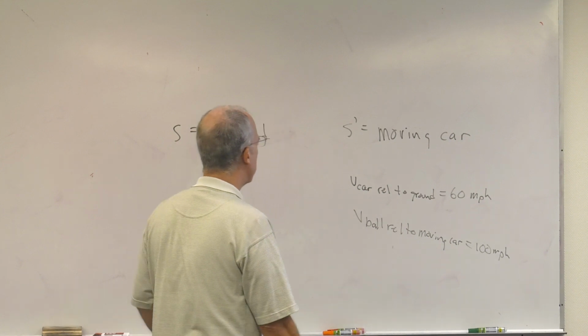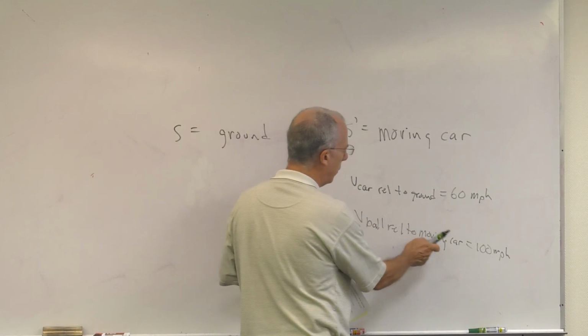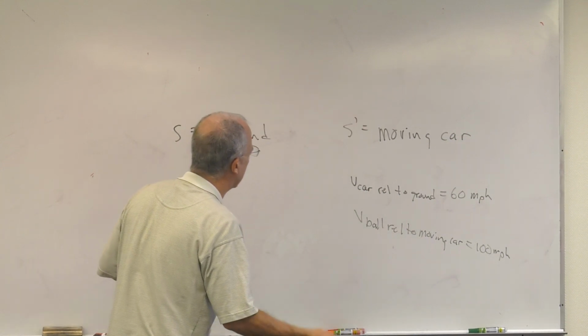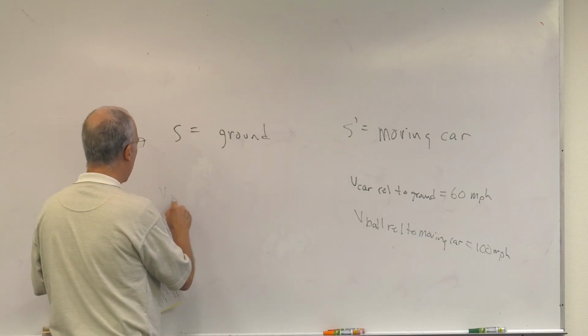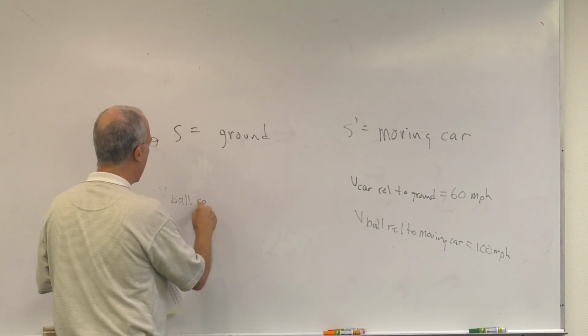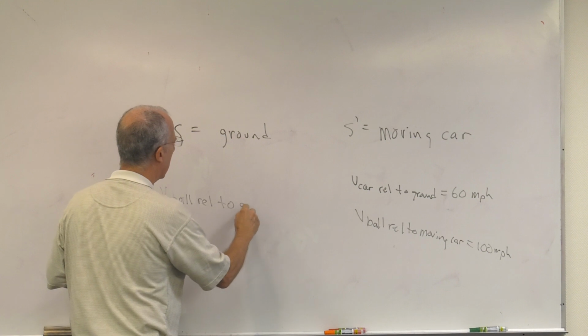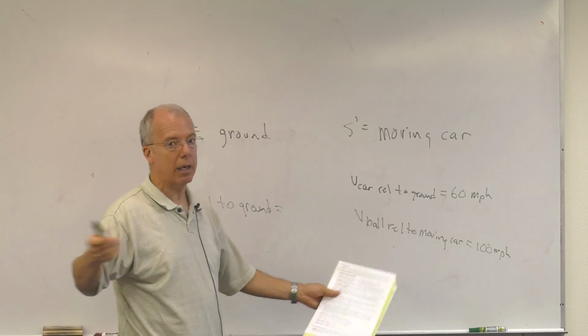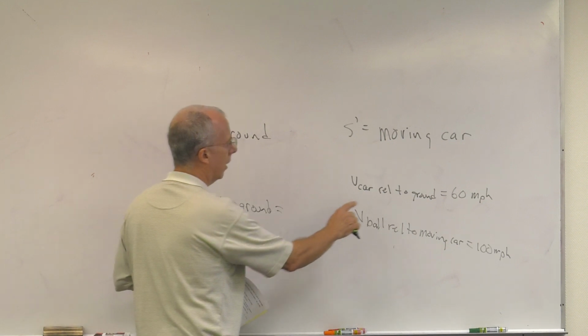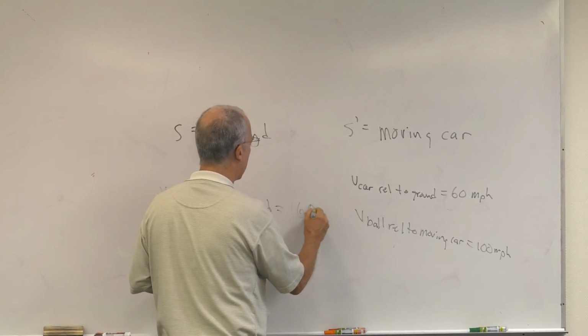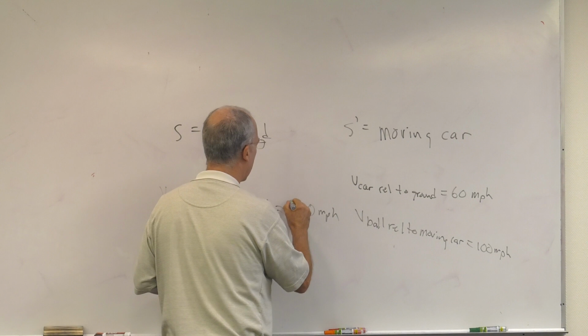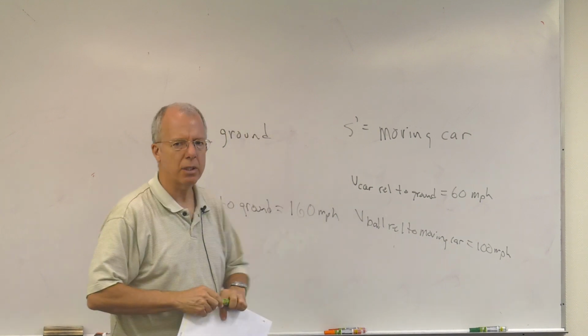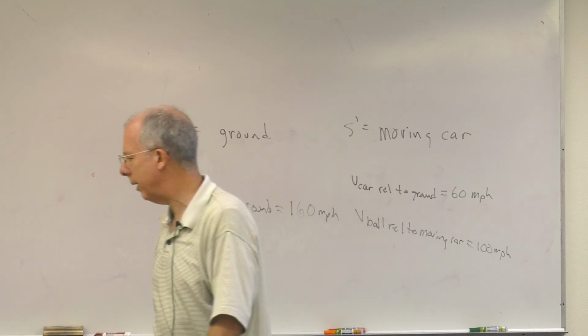So this is the velocity of the ball relative to the moving car. What are we going to measure? What's going to be the velocity of the ball relative to us, relative to the ground? Well, come on, it's simple, right? You just add them. So it's going to be 160. That makes sense and agrees with the data, and we don't have a big problem with it.